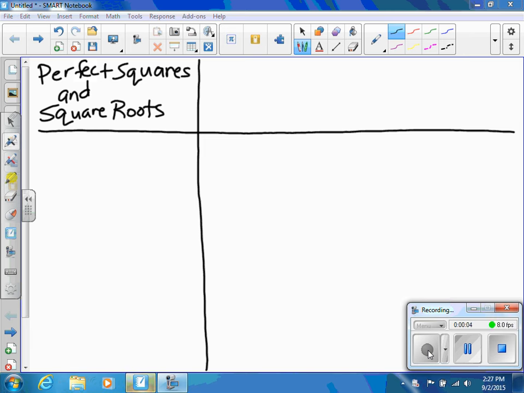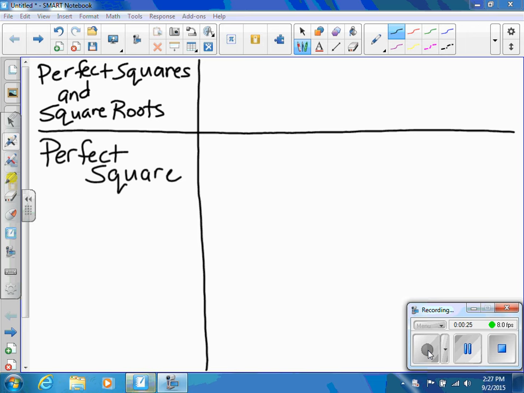The notes in this video are going to discuss the differences between perfect squares and square roots and what you need to know about them. The first thing we need to do, though, is define what each one is and look at some examples of each one. A perfect square is not necessarily the shape. We're talking about individual numbers and whether they qualify or not.